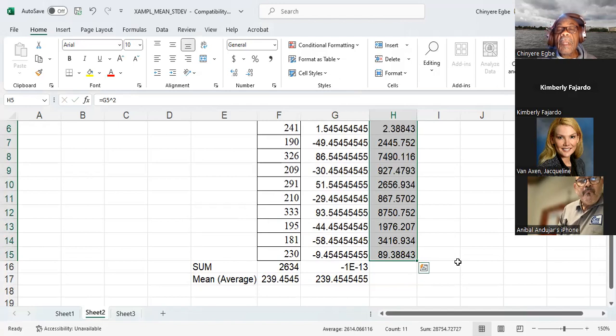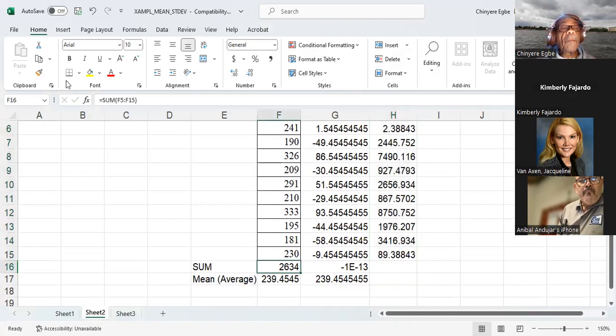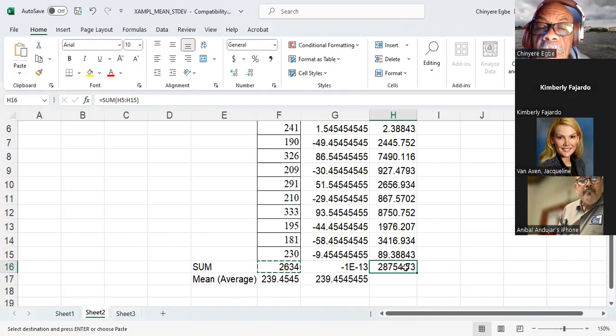All right. So you sum the values according to our formula. Okay, so this is the sum of the values. And I'm going to write that down. I'm going to move out of that screen. That is 28,754.